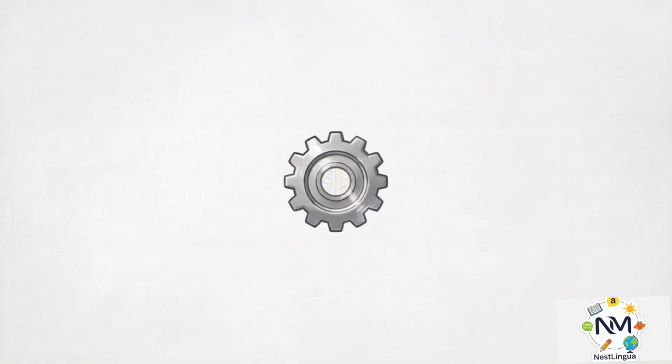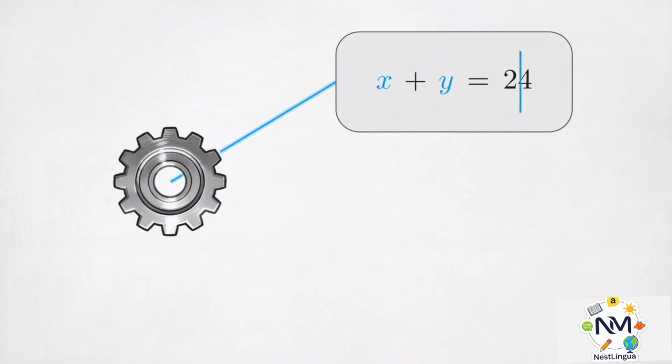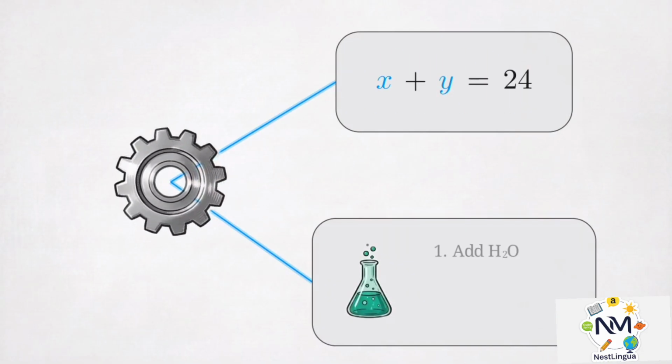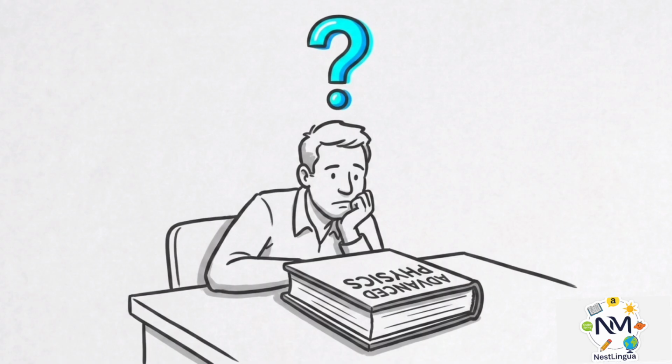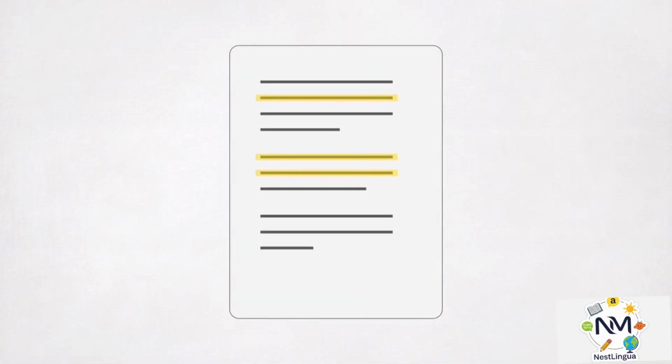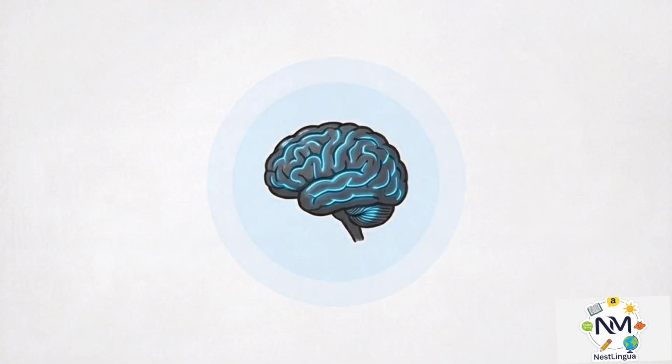Reading functions as the central engine for every school subject. It is the primary tool you use to decode variables in a math word problem or to interpret the procedures of a chemistry experiment. Many students struggle because they practice passive reading. They finish a chapter, close the book, and realize they have retained almost no information. By contrast, active readers highlight text and ask questions, which allows them to remember the majority of the content.